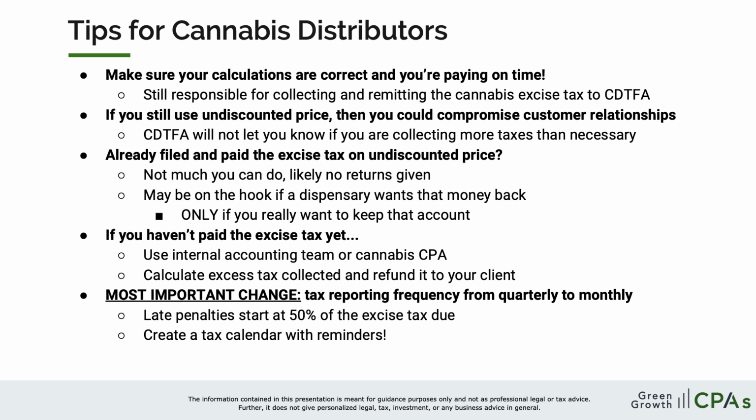Now, what we believe is the more important change here that you really need to pay attention to is the change in reporting frequency. And what that means is that cannabis distributors have more opportunities to be late on their excise tax payments. Now, as you may know, those penalties for being late start at 50% of the excise tax due. And if you're collecting $100,000 or $200,000 in cannabis excise tax, 50% is a lot of money. And there is no official abatement program for that. So you really need to stay on top of this. And with those razor thin margins, you cannot afford to be late.